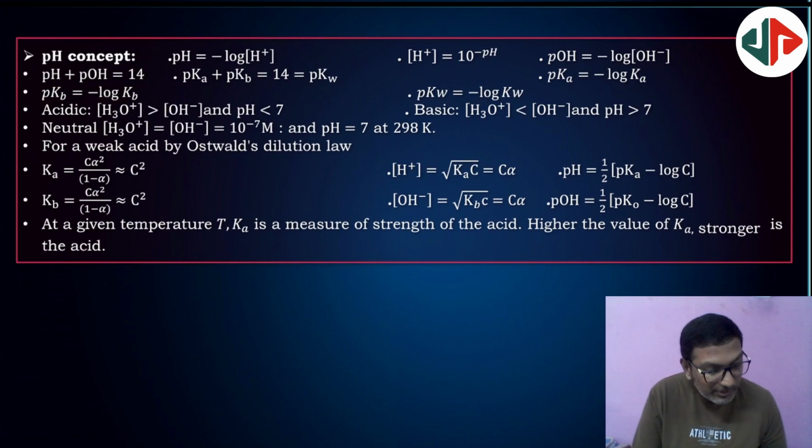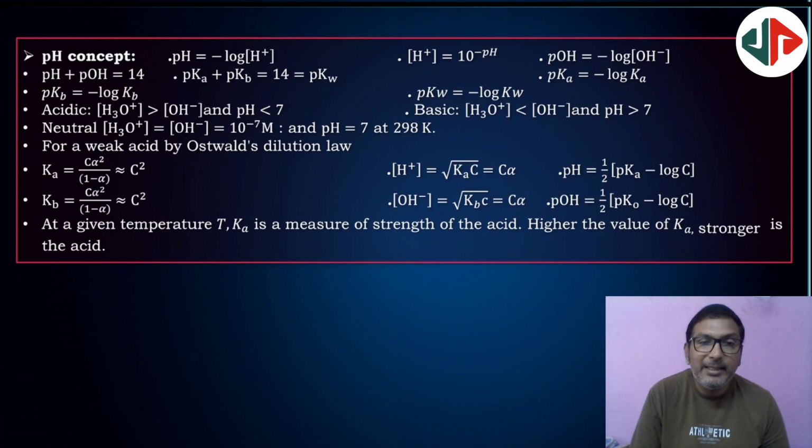Next, for acidic solution, H plus greater than OH minus, pH less than 7. For basic, H plus less than OH minus, pH greater than 7. For neutral, H plus equal to OH minus, pH is 7 at 25 degrees centigrade or 298 kelvins.